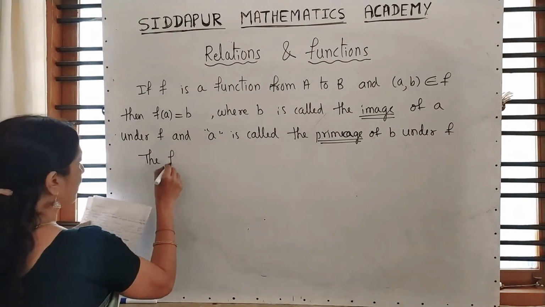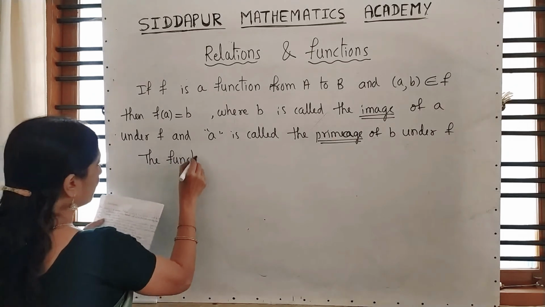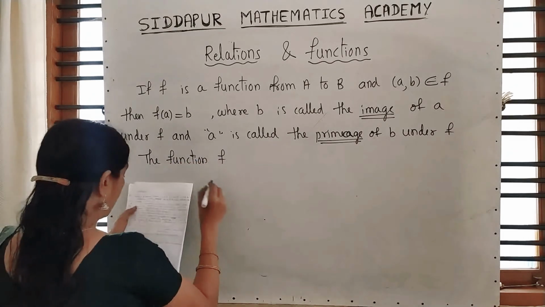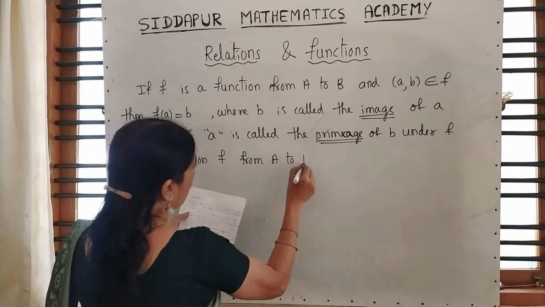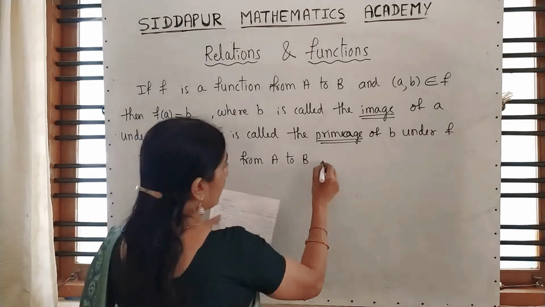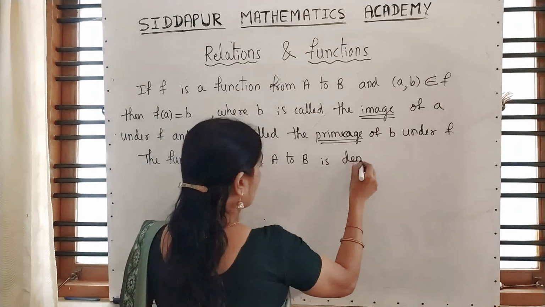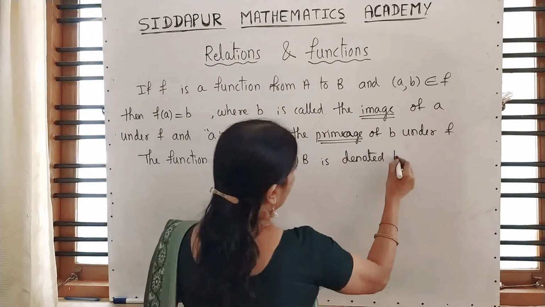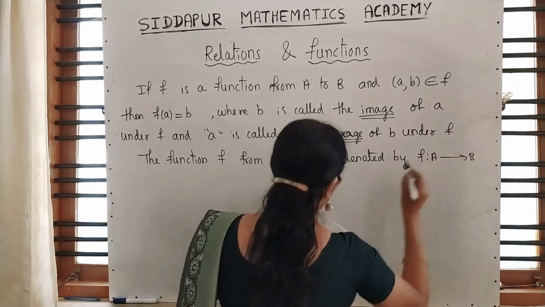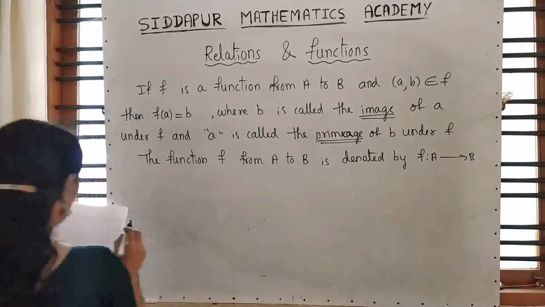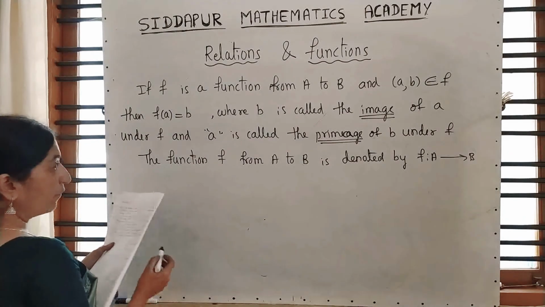The function F from A to B is denoted by F: A → B. Understood? Now I will explain with the help of examples.